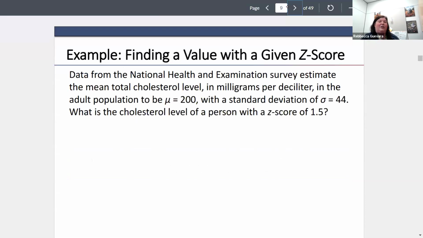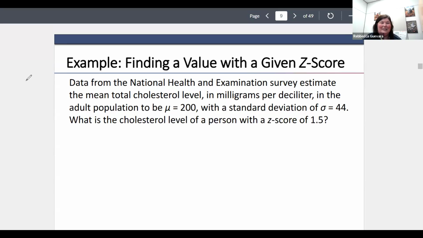So data from the National Health and Nutrition Examination Survey estimates that the total cholesterol level in milligrams per deciliter of blood in the adult population has a mean of 200, and we have a standard deviation of 44 milligrams per deciliter. We want to know, what is the cholesterol level of a person who has a z-score of 1.5?